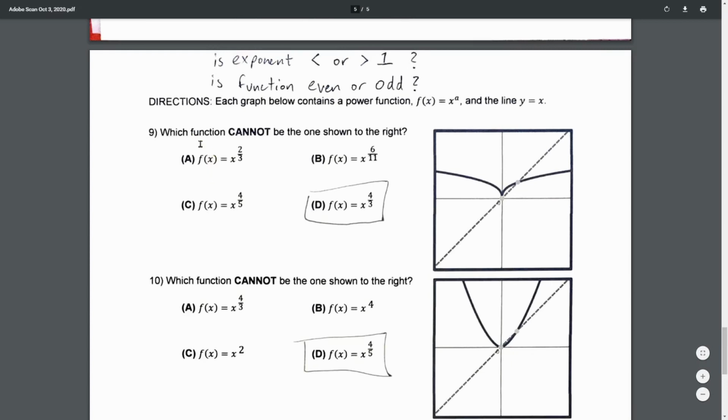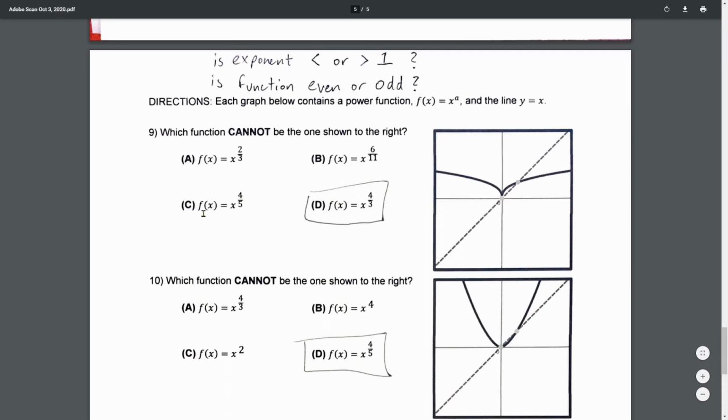Finally, for these sets of problems, we're asking two questions. The directions say each graph below contains a power function, and the line y equals x for reference. Which function cannot be the one shown to the right? Two questions we have to ask ourselves for these types of problems. Is the exponent less than or greater than 1? And is the function even or odd?